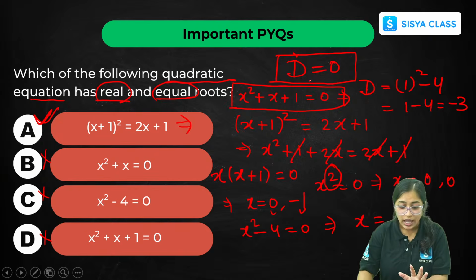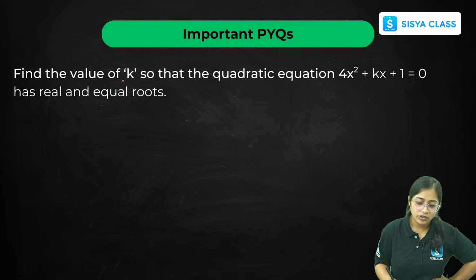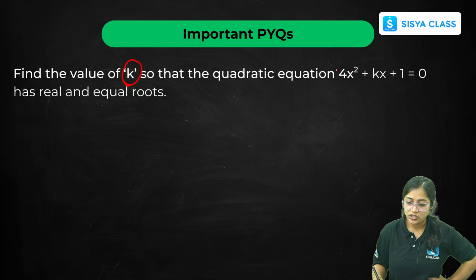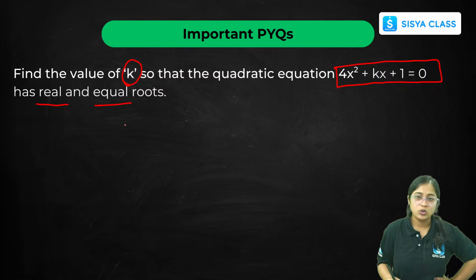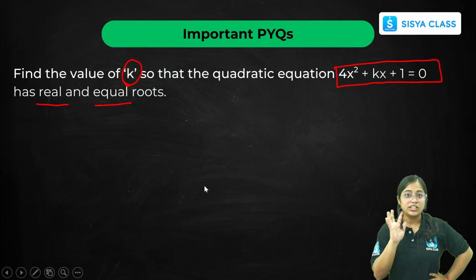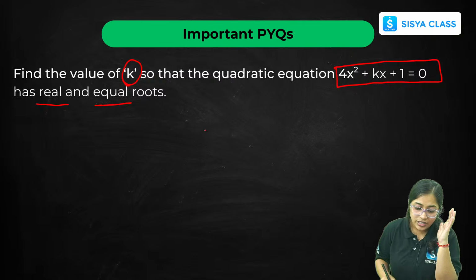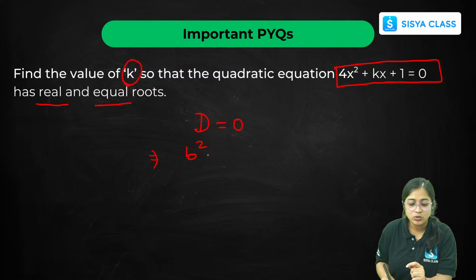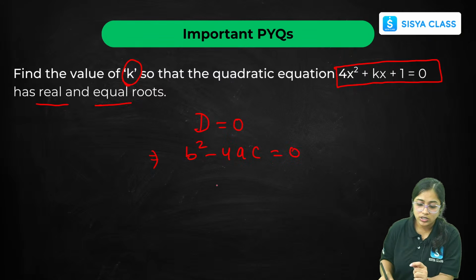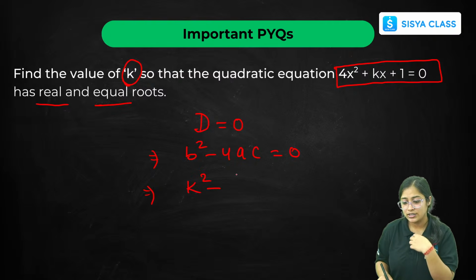Now let's see another question. Here we have: find the value of k so that the quadratic equation 4x square plus kx plus 1 equal to 0 has real and equal roots. Here also, what is the condition? The quadratic equation has real and equal roots. So what we will do is substitute the discriminant equal to 0, right? So what is the discriminant here? The discriminant is b square minus 4ac equal to 0. So for this equation, it is k square minus 4.